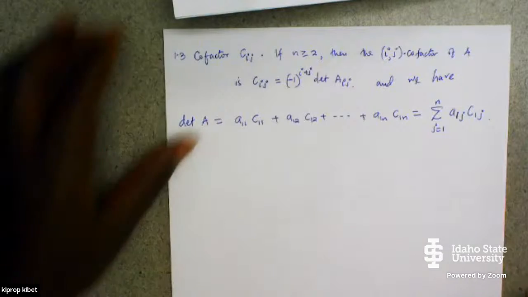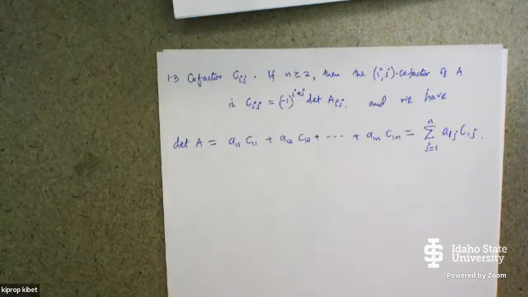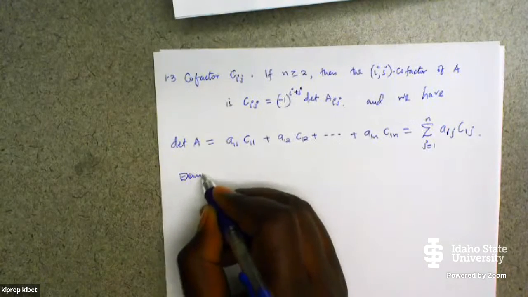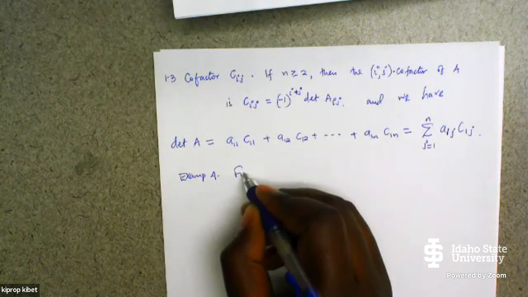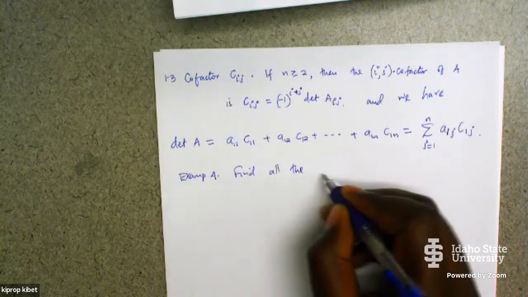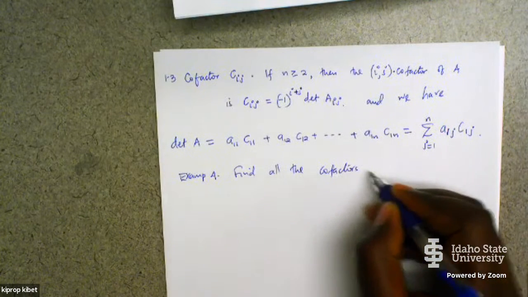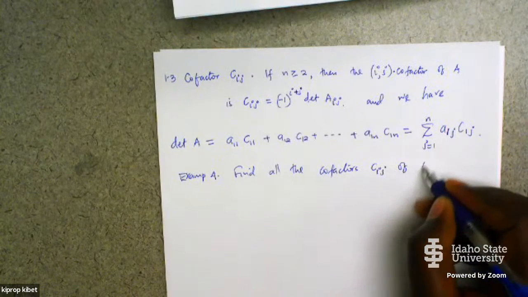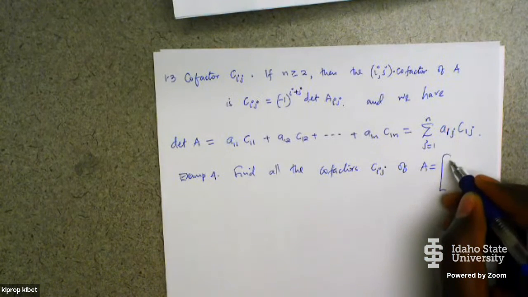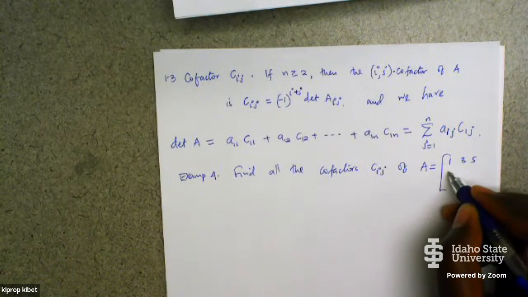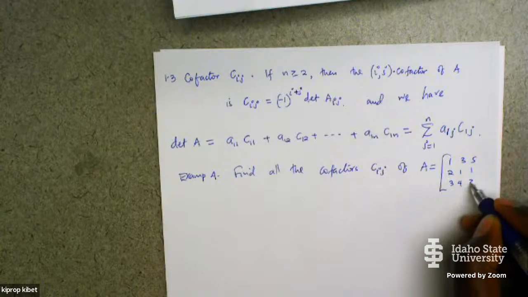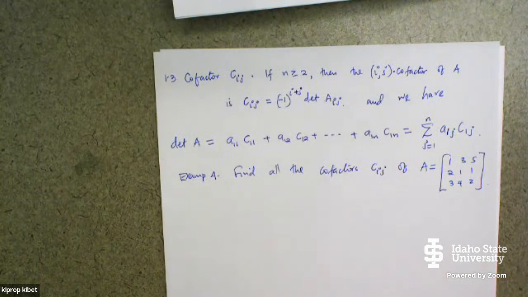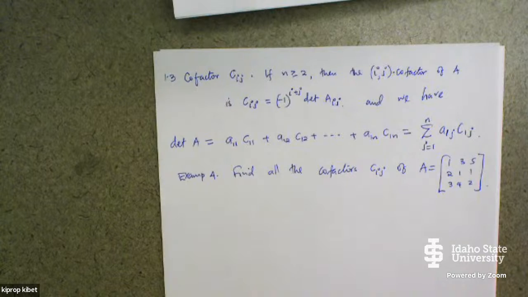So let's find the cofactors here. Example number 4. Find all the cofactors Cij of A, equal to the same matrix which you just used: 1, 3, 5; 2, 1, 1; 3, 4, 2. Let's find C11, C12, C13. Okay. Solution.